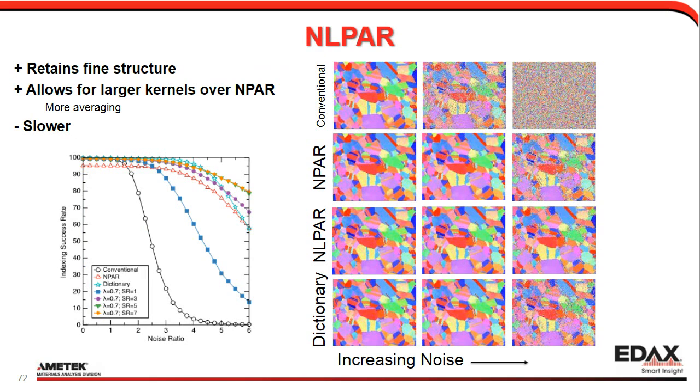And so here's a whole set of results. We've also compared it against the dictionary results. Like I said, it retains the fine structure, but it allows us to do larger kernels, which is great because it gives us more averaging. But because of all this, it is quite a bit slower. But if you have a very difficult sample, it really can provide an excellent result, as you can see here for our very noisy data. NPAR gave us some pretty nice data, but we lose the structure. When we go to NLPAR, we get really nice results, even rivaling the dictionary approach.